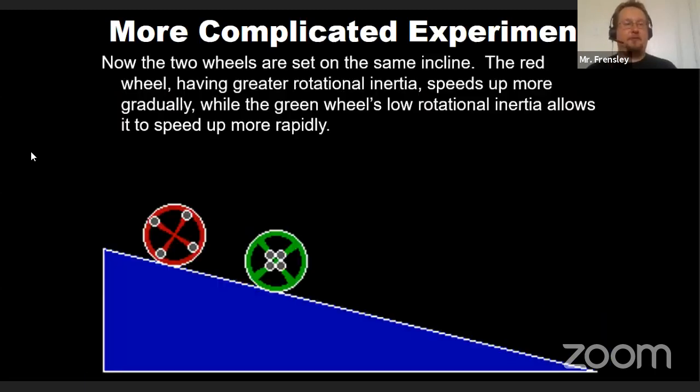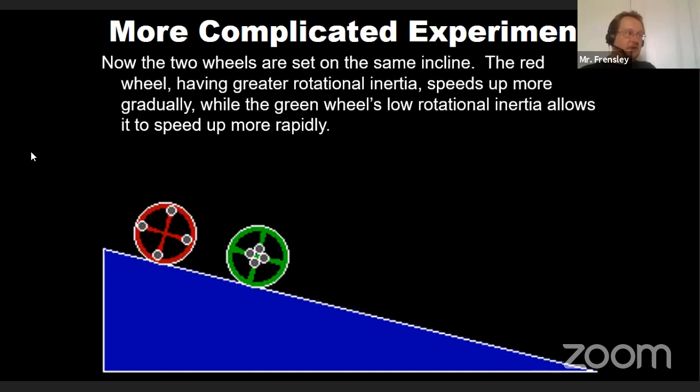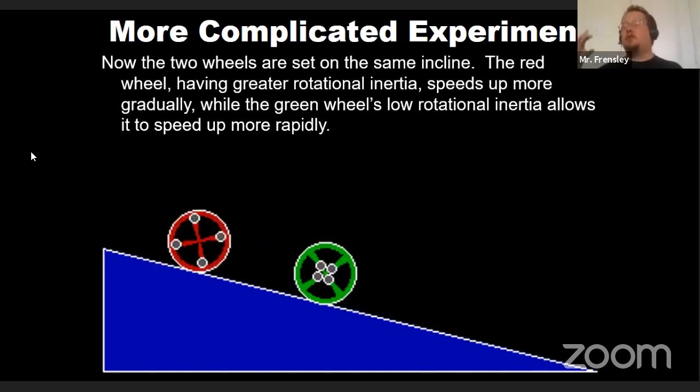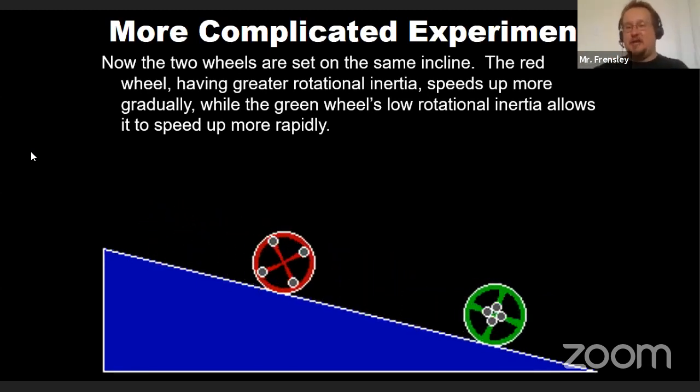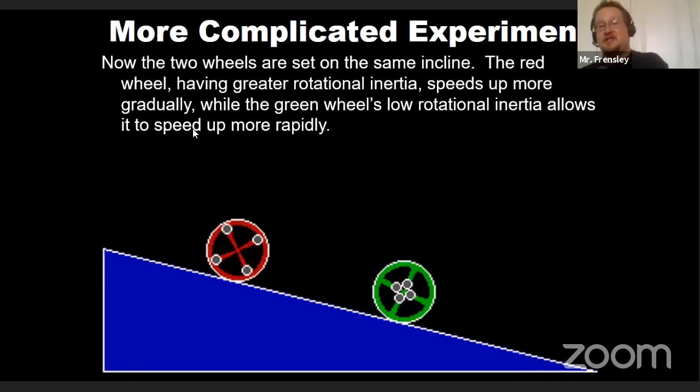So now the 2 wheels are set on the same incline. The red wheel has more rotational inertia, harder to get it to go. The green wheel has less rotational inertia, easier to get it to go. But if it's harder to get it to go, it's harder to get it to stop.